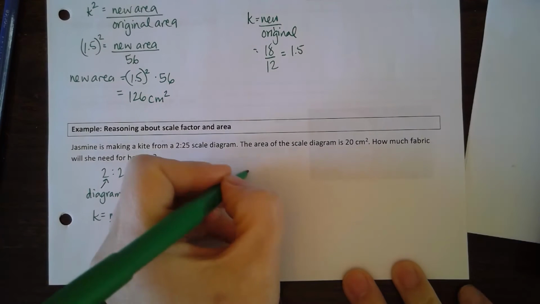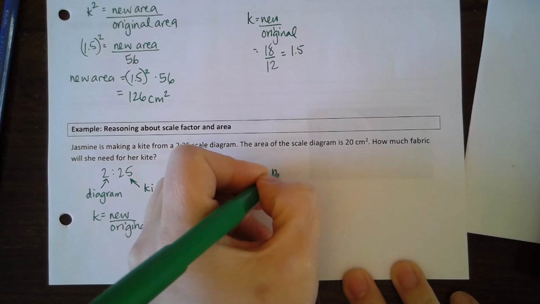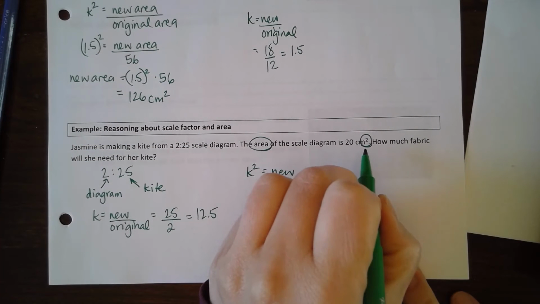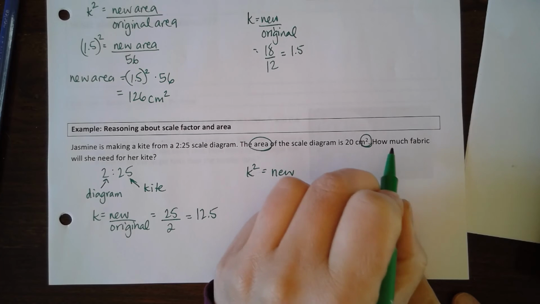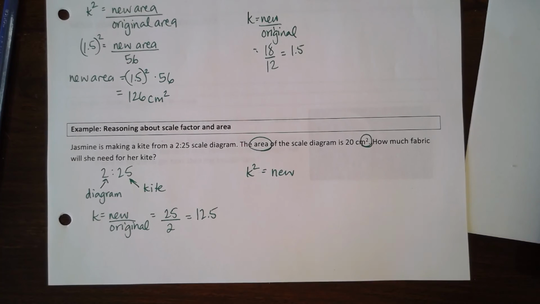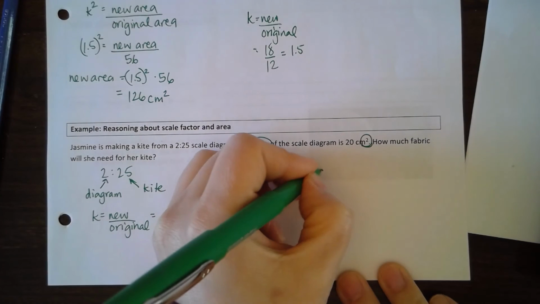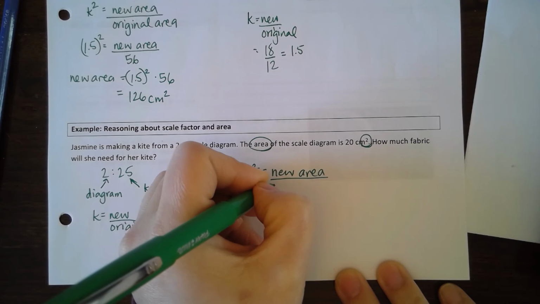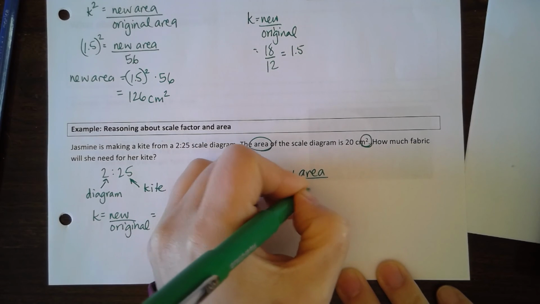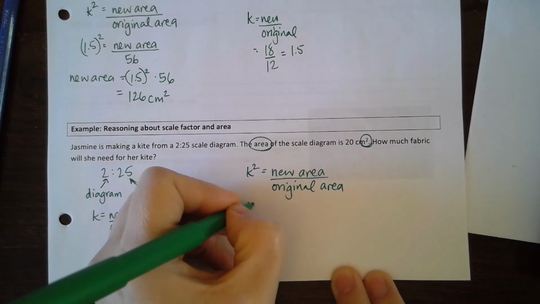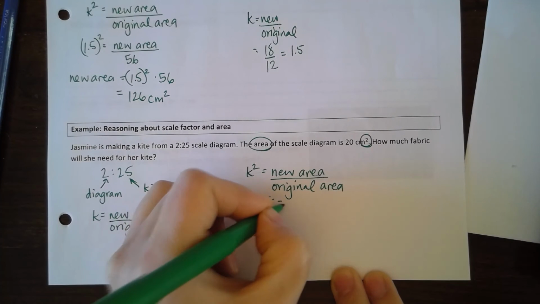All right, so let's go back to our area. We know we're dealing with area. We're told area. We also have centimeters squared. We're also talking about fabric for a kite. Fabric comes in 2 dimensions, so it covers an area. So there's lots of things in this question that tell us we need to use this K squared formula. K is 12.5, so we want to square it.